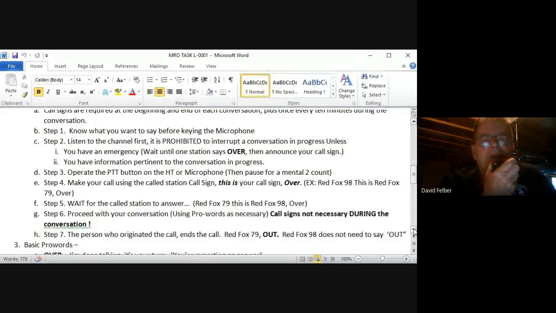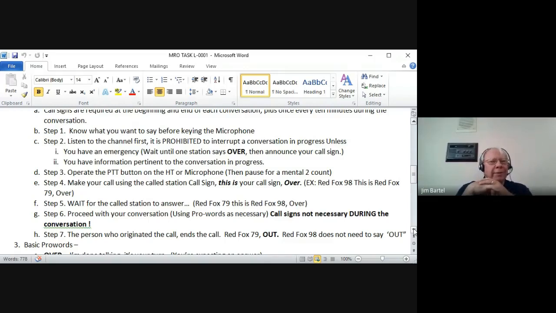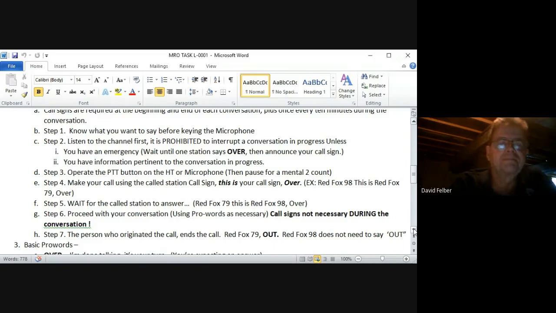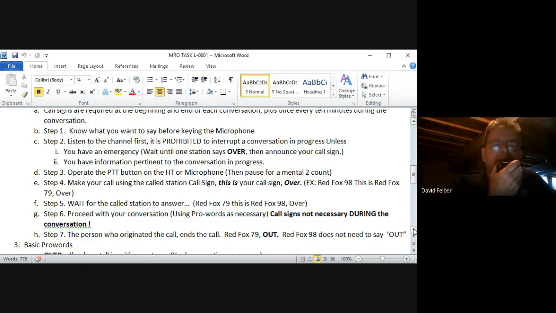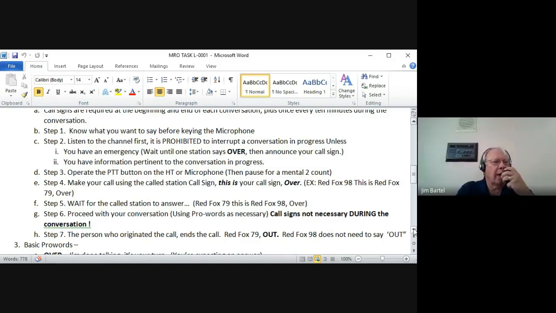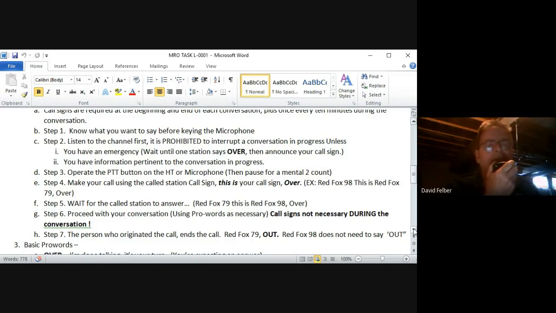Red Fox 79er, this is Red Fox 9 or 8, over. Red Fox 9 or 8, this is Red Fox 79er, over. Radio check, over. Roger, over. Radio check. You're good readable, over. Roger, you are loud and clear as well, over. Red Fox 9 or 8, out.